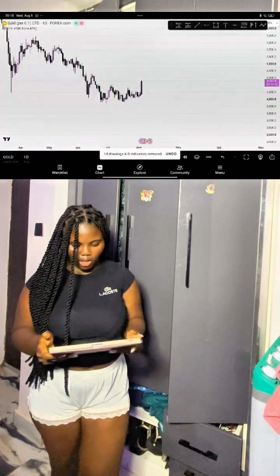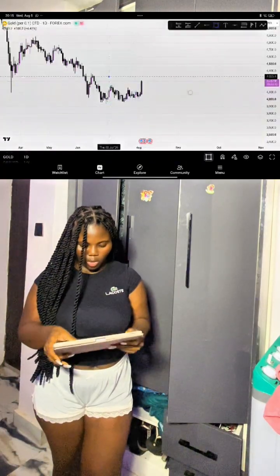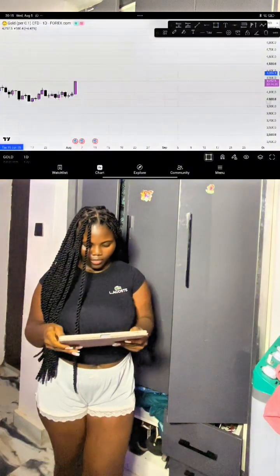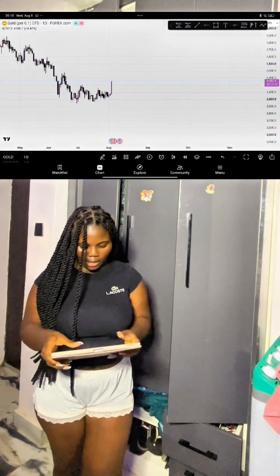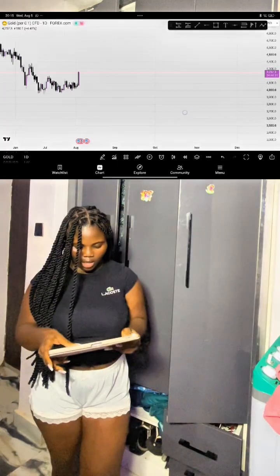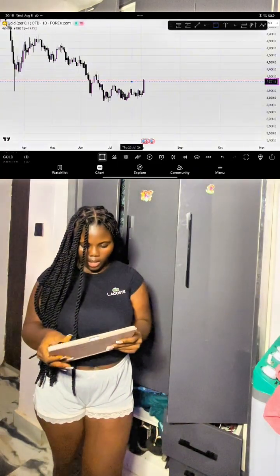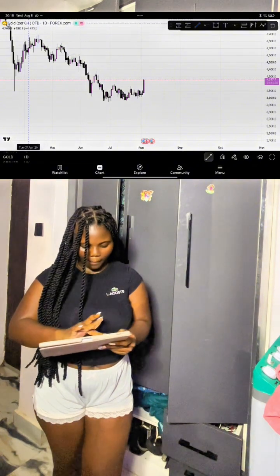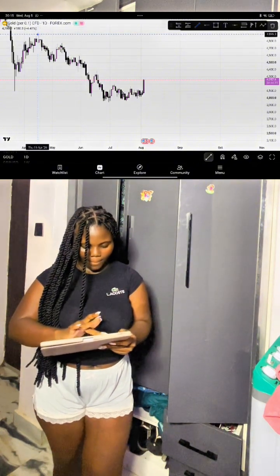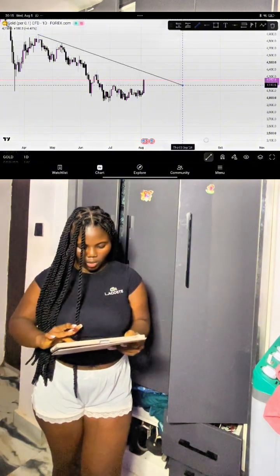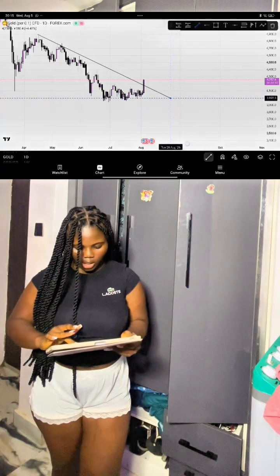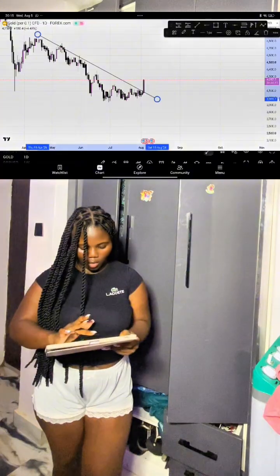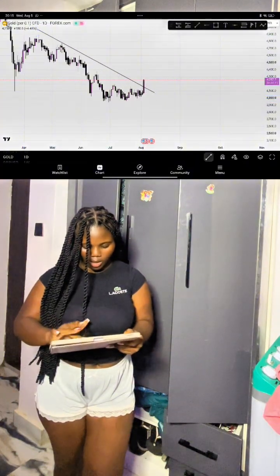Let me delete all this chart. So gold is buying because of this zone right here. At this point, gold is breaking the highest points, the trend line that I marked. So this is the trend line right here. If you notice, this is what I marked the other time, but gold has broken it.